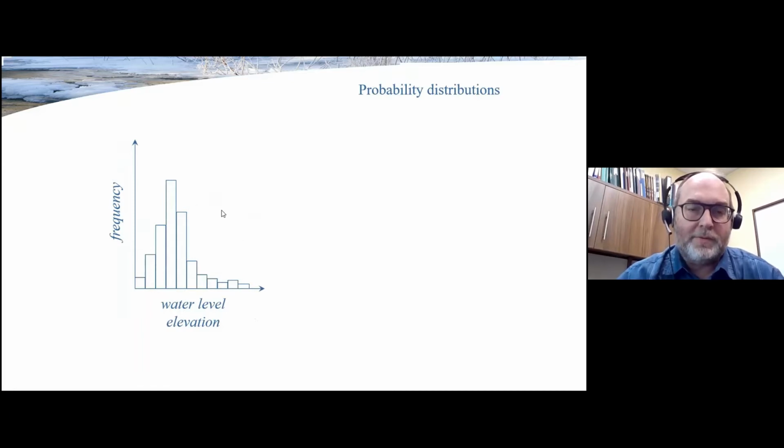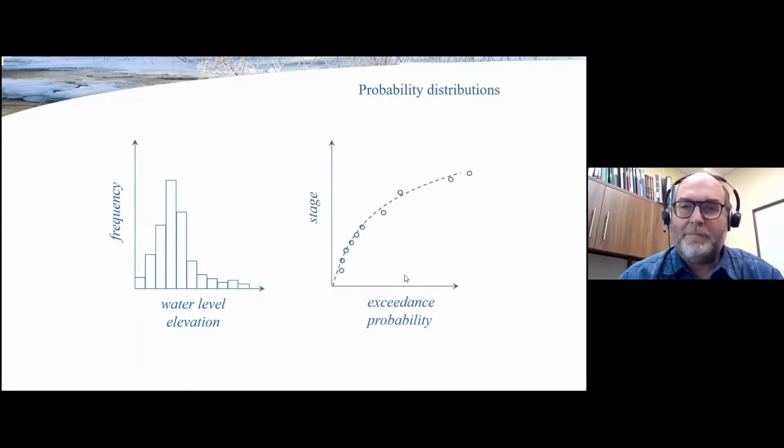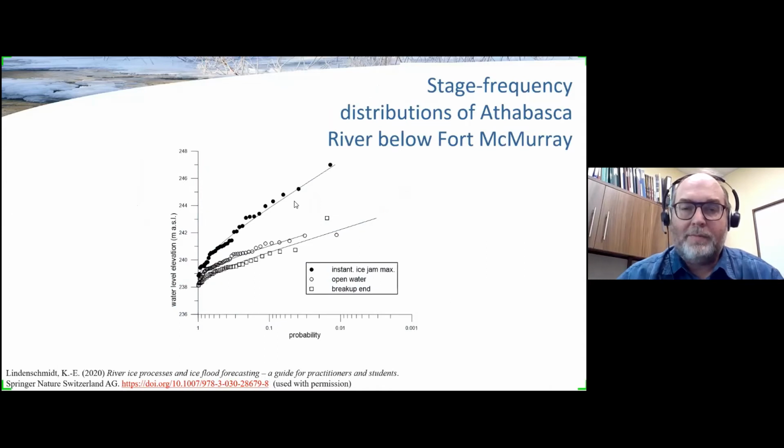And to show you that you can also represent this frequency as a frequency distribution here, where you have exceedance probability on the x-axis and your water levels on the y-axis. And this is what I've done here for the instantaneous maxima of the ice jam flooding for the gauge at Fort McMurray.